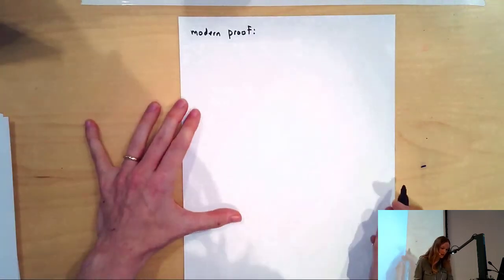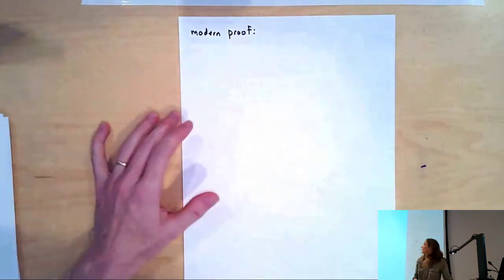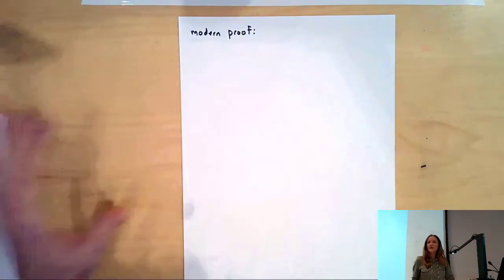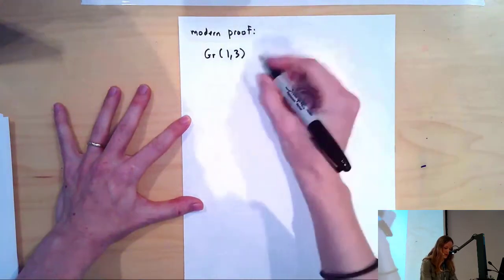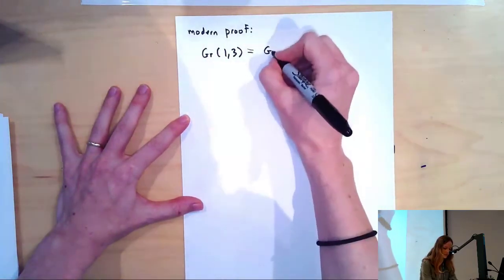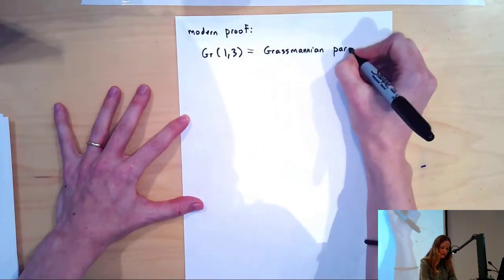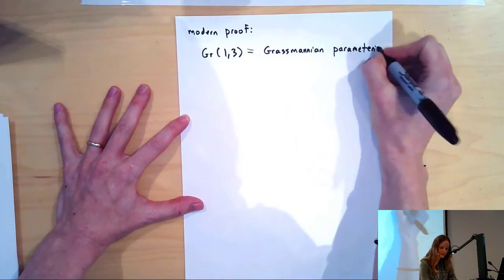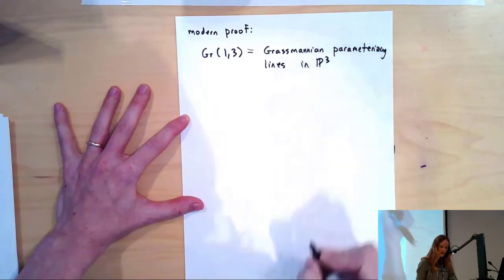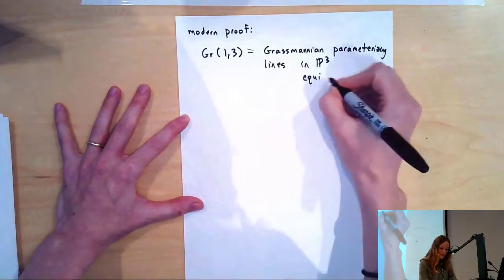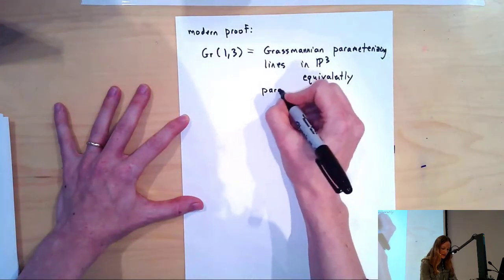Okay, we want to count the lines on X. So instead, let's look at all of the lines that there are. Let's let Grassmannian 1, 3 be the Grassmannian parameterizing lines in P3. And this is equivalent, by taking the projectivization, to parameterizing dimension 2 subspaces.